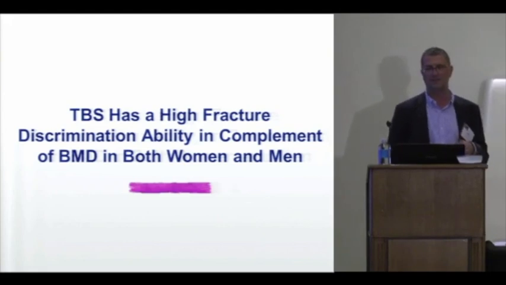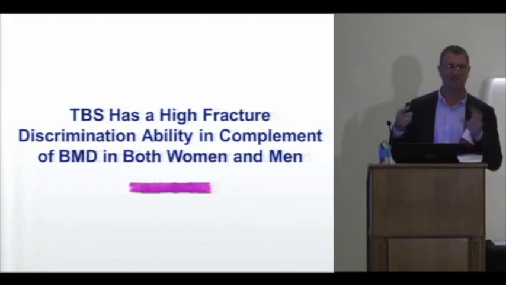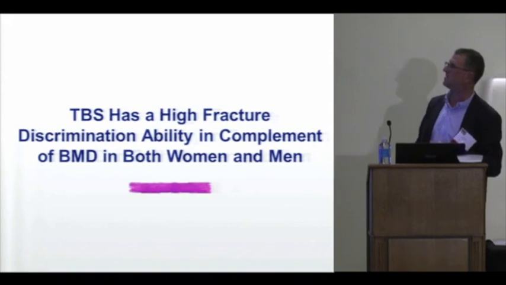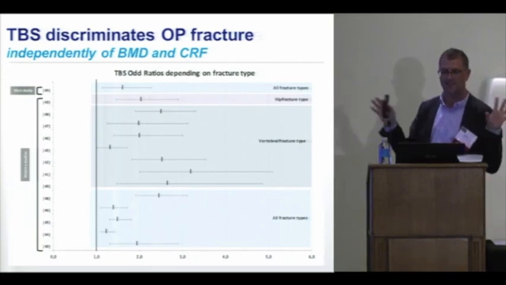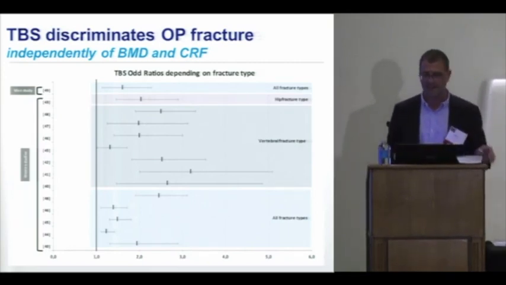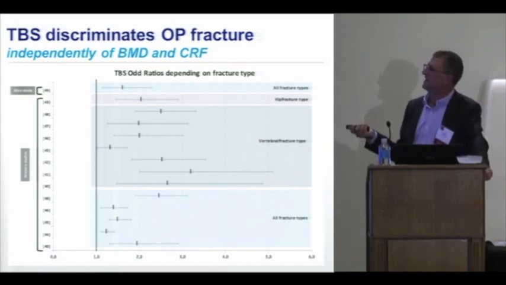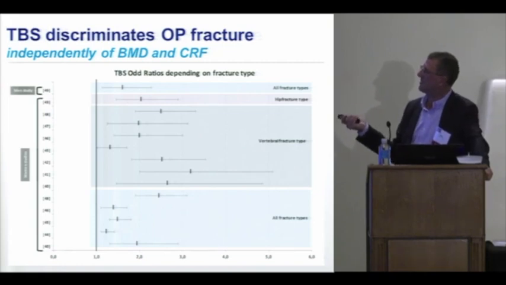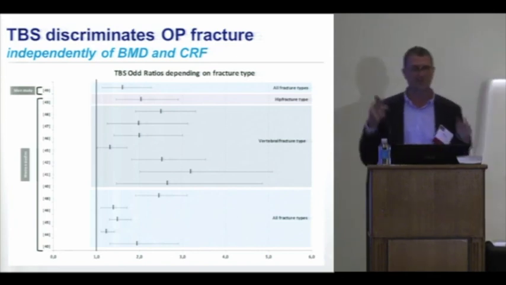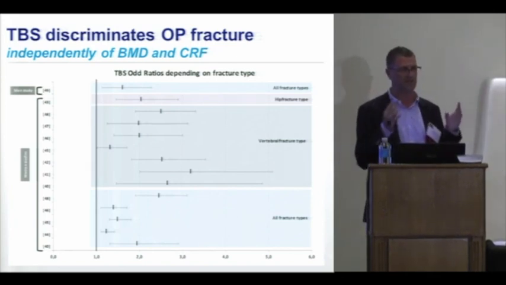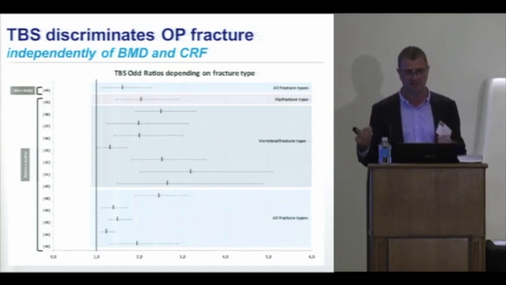So first of all, the discriminatory ability, I will go pretty fast because it's the least important one, but TBS has a high fracture discrimination ability in complement of BMD in both men and women. So this is kind of a meta-analysis of all different cross-sectional studies, and all demonstrated systematically that you can discriminate fracture from non-fracture for all types of fracture, hip fracture, vertebral fracture, or all types of fracture, for women or for men. So systematically, all the studies demonstrate the same thing, even when you adjust for the density of the spine.